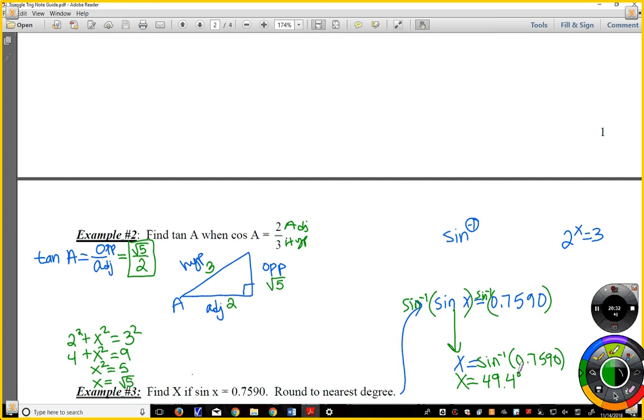So we can still use Pythagorean theorem to set up missing sides, and we have an inverse sine. So if we're solving for something that's inside of a sine, cosine, or tangent function, we'd have to use an inverse sine, cosine, or tangent, okay?